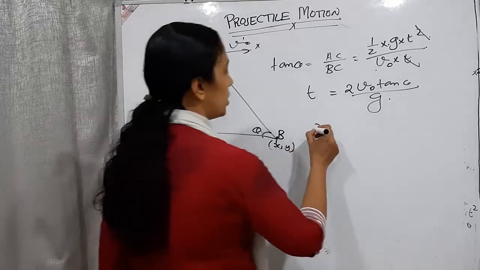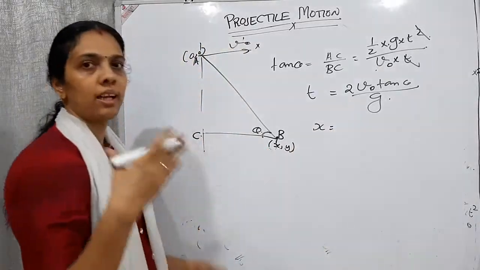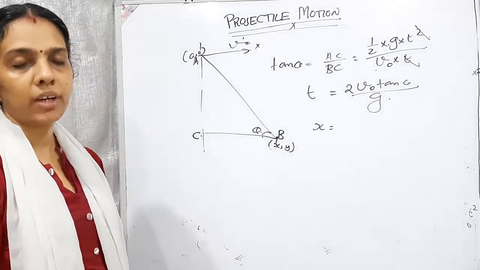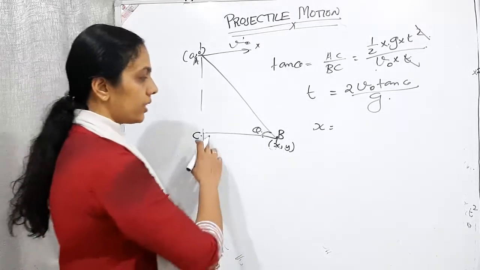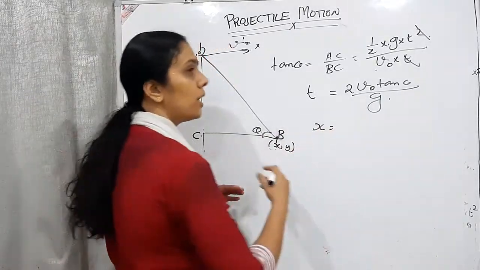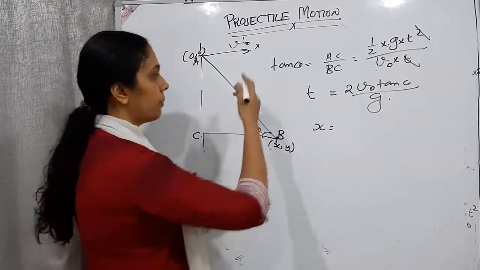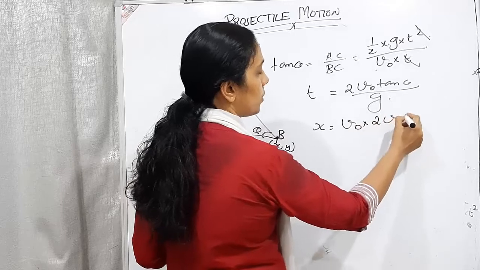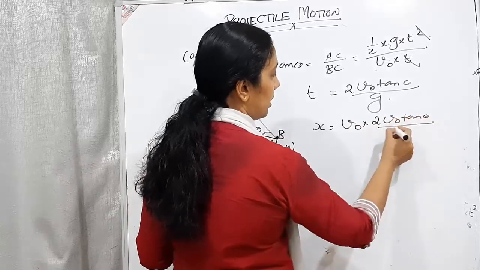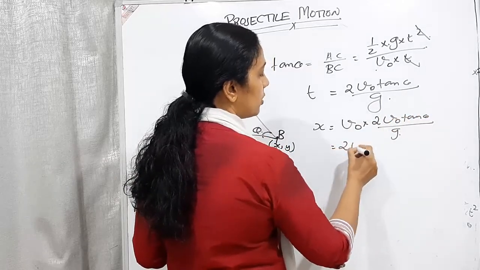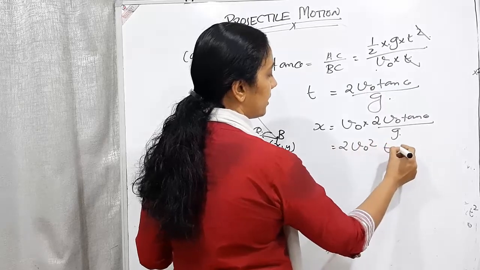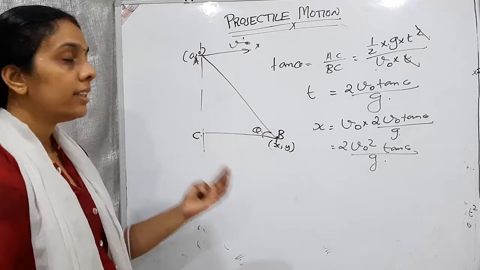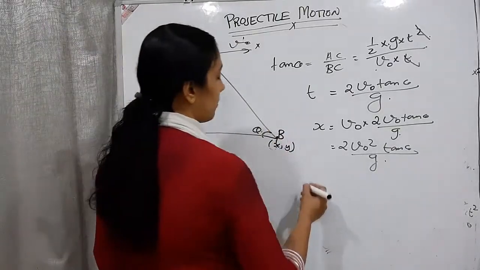So x is equal to, what is the formula now? You can tell, along the horizontal direction, how can we find out the value of x? X is equal to horizontal distance, which equals horizontal velocity into time. Horizontal velocity is V0, time is 2V0 tan theta divided by g. Therefore, we will get 2V0 square tan theta divided by g. That is x. And along the y-axis, how can we find out?